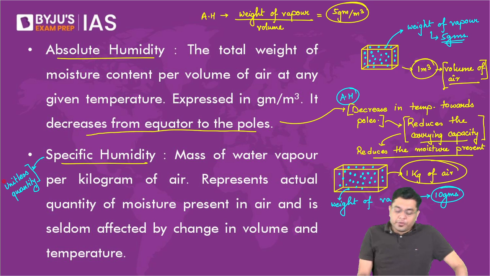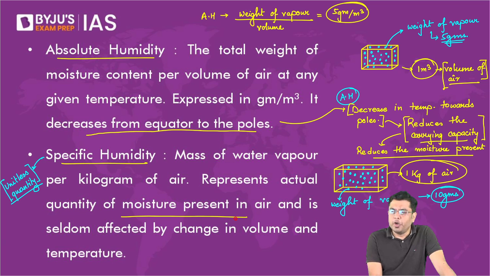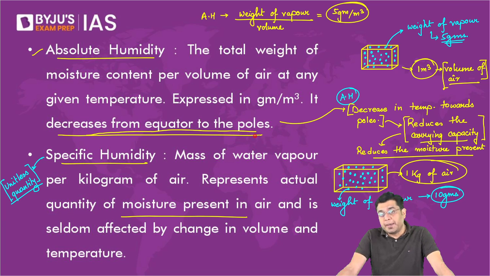Okay, so it represents the actual quantity of moisture present in air and is seldom affected, that is rarely affected, by change in volume or temperature. Why? Earlier, in the case of absolute humidity, we have seen that as you move from the equator to the poles, there is a reduction in temperature, so there will be a reduction in absolute humidity.